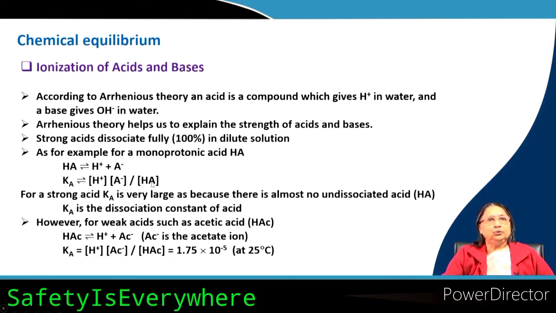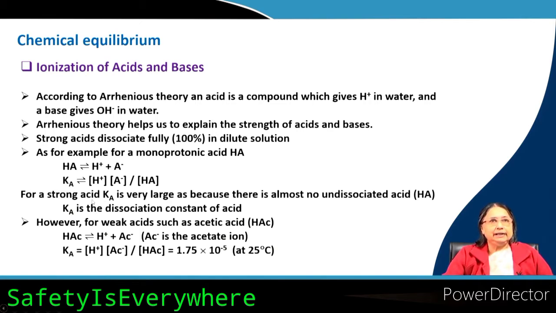Now, what will we infer if the Ka value is very high or the Ka value is low? For strong acids, the Ka value is very large, because there is almost no undissociated acid in case of strong acids. That is why the Ka value is very large.